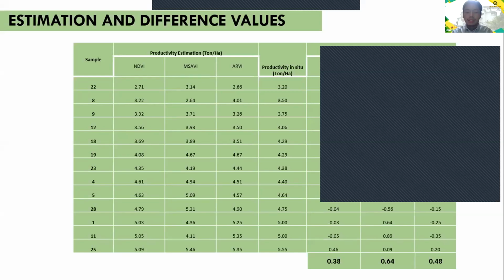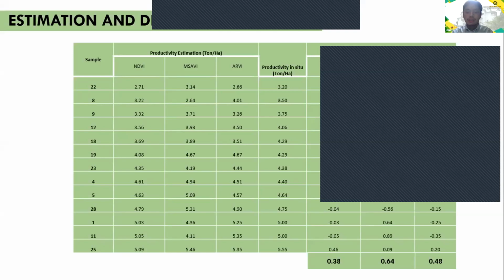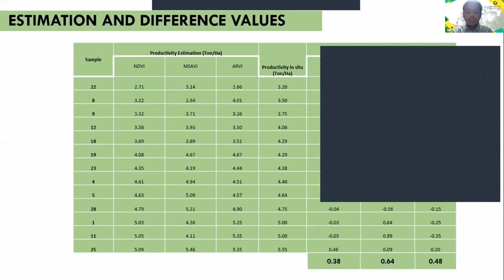Between the vegetation indices, the overall difference is 0.38 for NDVI, 0.64 for MSAVI and 0.48 for ARVI, where NDVI has the smallest difference in the calculation of estimating rice productivity.